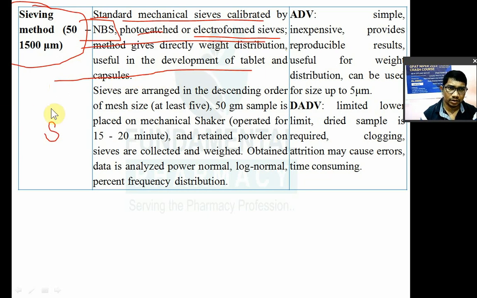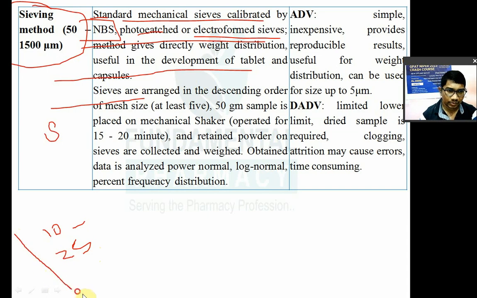Now sieves are arranged in the descending order of their mesh size. मतलब क्या कि जैसे sieve नंबर 10 है, उसका mesh size क्या है? बड़ा है. sieve नंबर 10 जो होता है वो coarse sieve है ना, coarse. उसके बाद में sieve नंबर 20, sieve नंबर 25, sieve नंबर 30, sieve नंबर 40, sieve नंबर 60, 80, 120. तो ऐसे आपको अरेंज करना है.